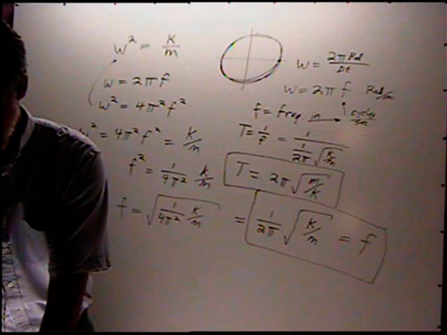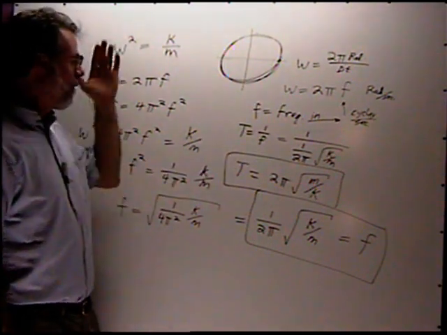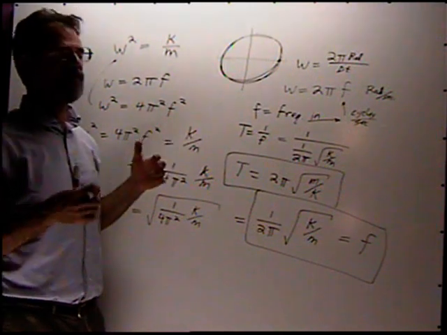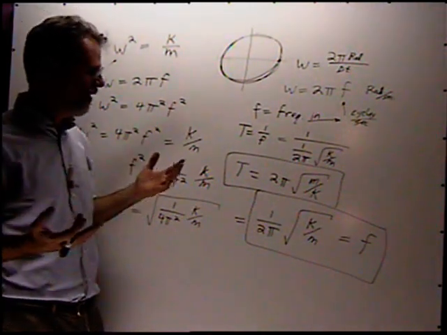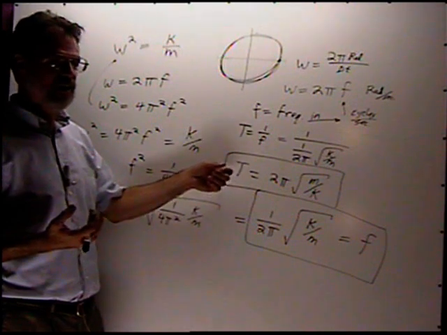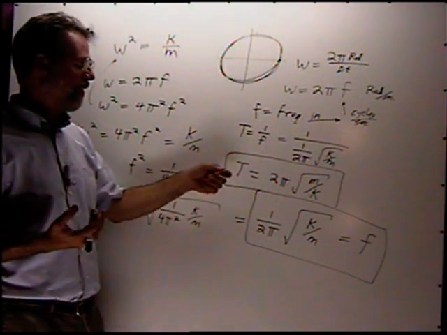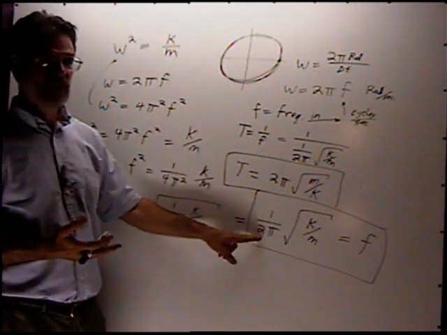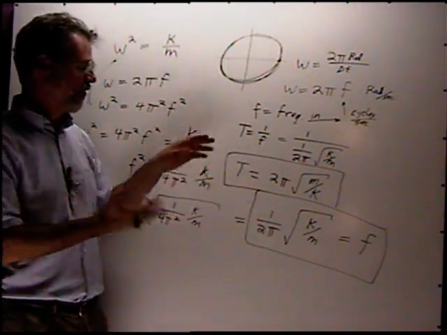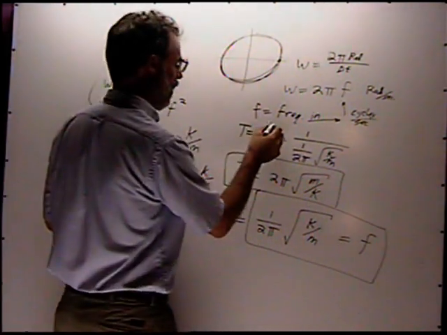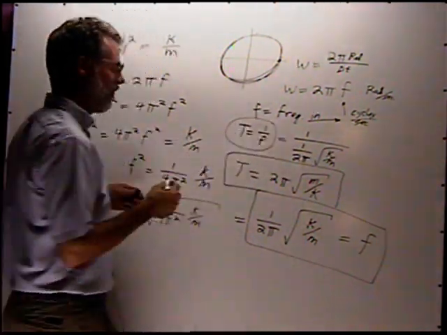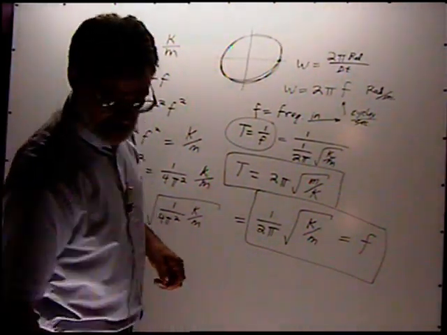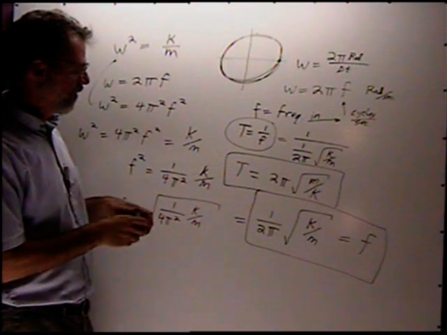So this is what I've just demonstrated here. It's a much longer and more elaborate proof using calculus and differential equations, but this really is a standard way in physics of deriving the period for oscillatory motion and the frequency. The period is simply the reciprocal of the frequency and vice versa.